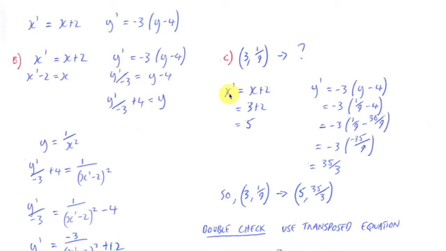Well, we know the new x value is simply going to equal the old x value plus 2. So if I sub in 3 for x, I'll get 3 plus 2, which is 5. So the new x value is going to become 5. So that 3 is going to move to a 5. Y prime is equal to this rule here. If I sub in 1 ninth, then you can see through the manipulation here of numbers, I get 35 on 3. So the 1/9 is going to move to 35 on 3. So the point 3, 1/9 is going to become the point 5, 35 on 3.